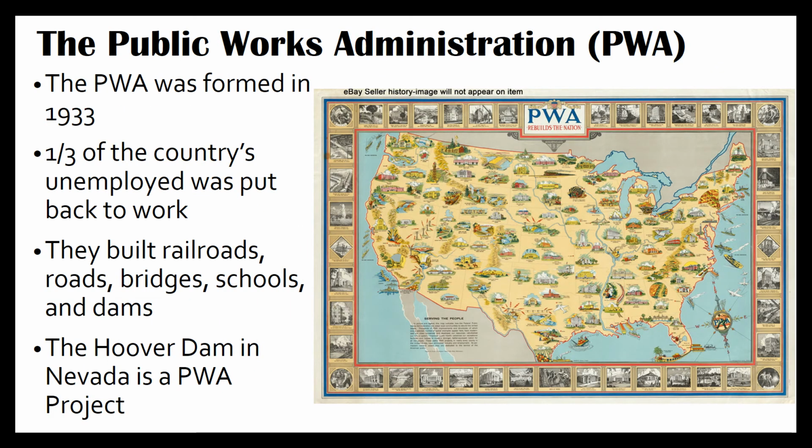The Public Works Administration, PWA. The PWA was formed in 1933. One third of the country's unemployed was put back to work. They built railroads, roads, bridges, schools, and dams. The Hoover Dam in Nevada is a PWA project.